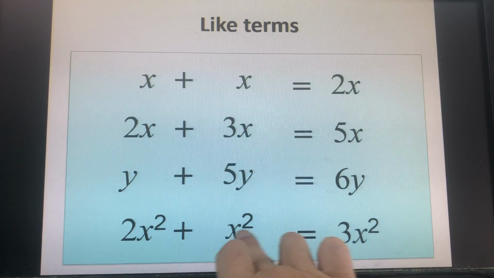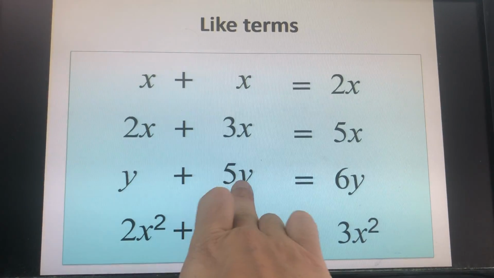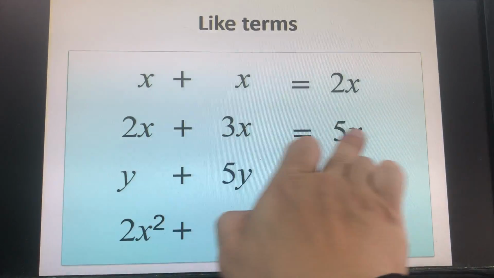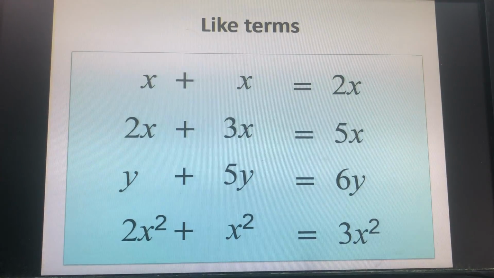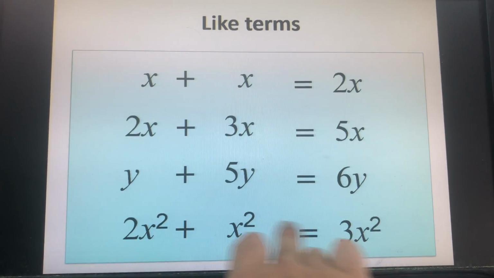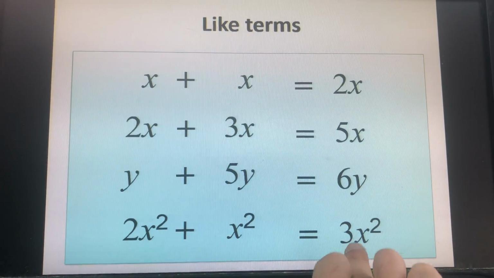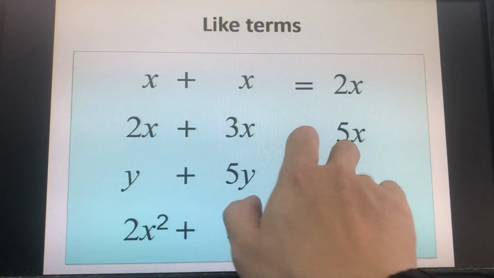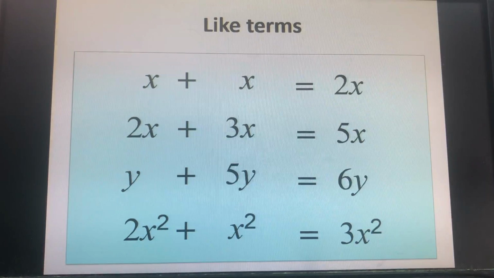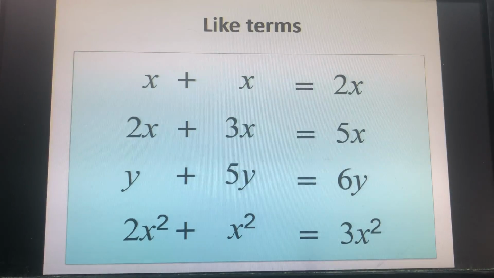Look, the variable doesn't change after you combine them. You just add up the coefficients, the numbers. 2 plus 1 becomes 3. 1 plus 5 becomes 6, 2 plus 3 becomes 5, and 1 plus 1 becomes 2. All right? So this is a revision of how to combine like terms.